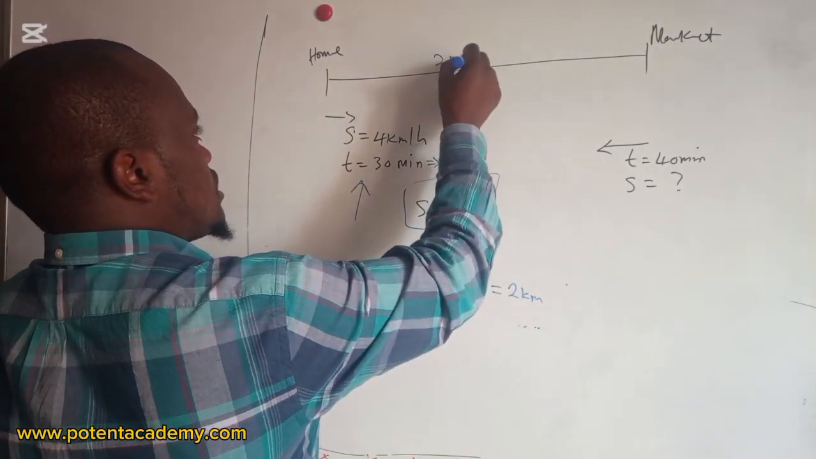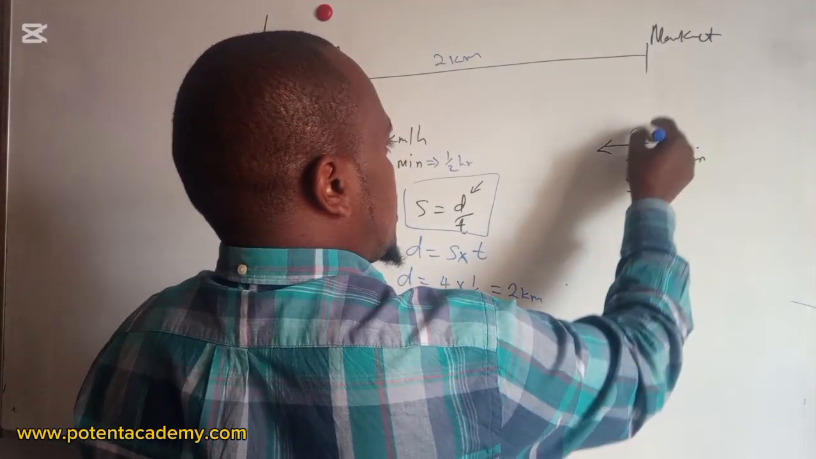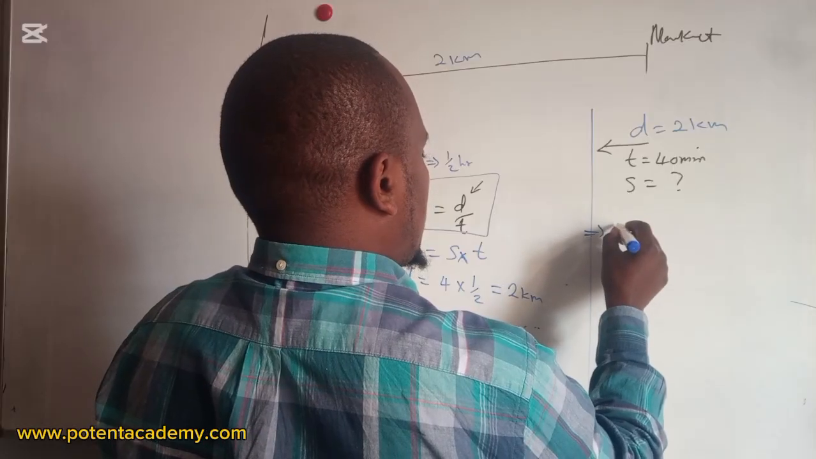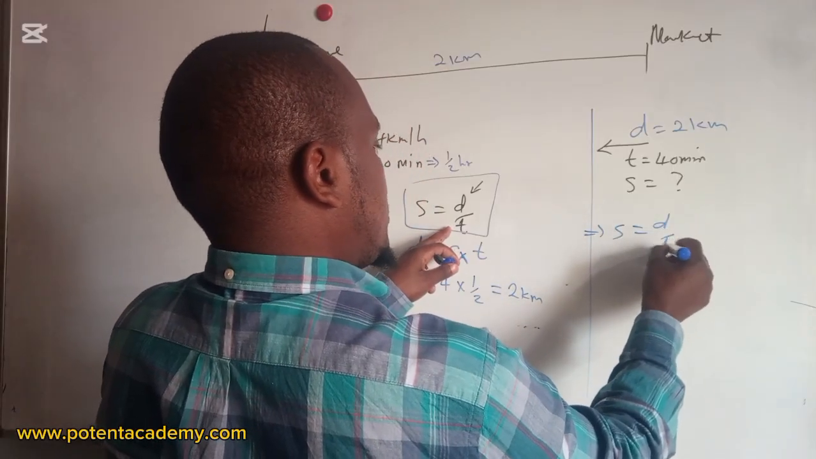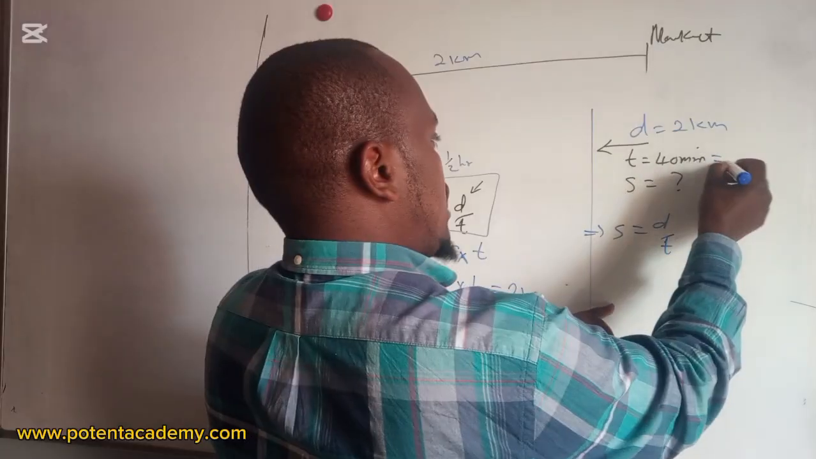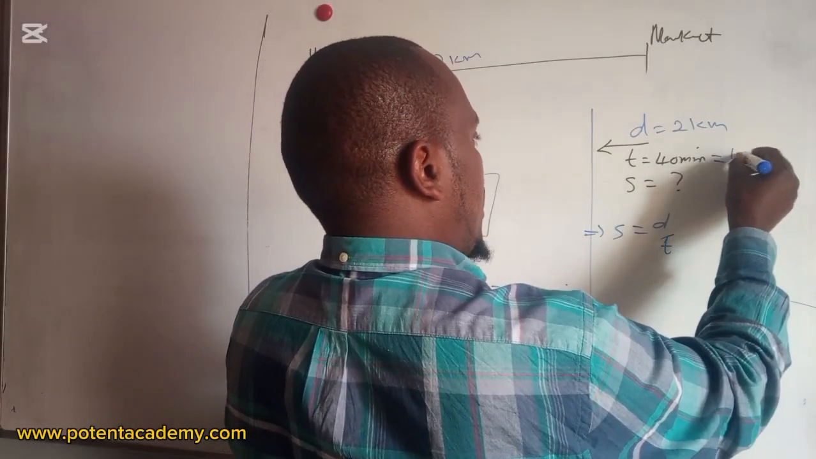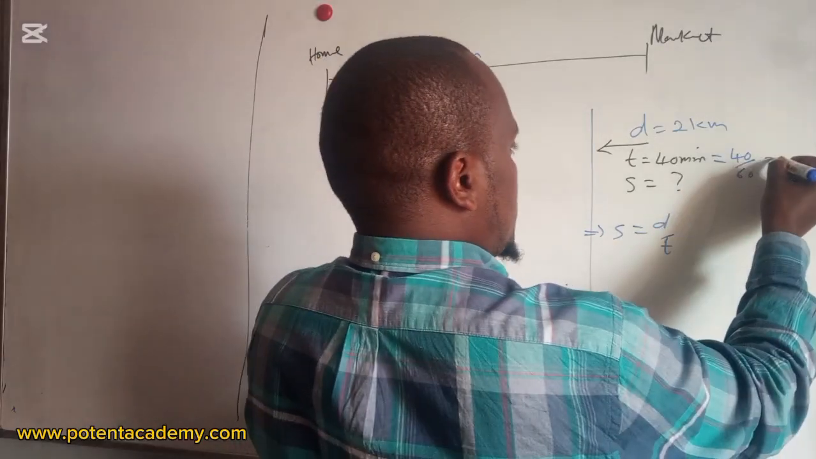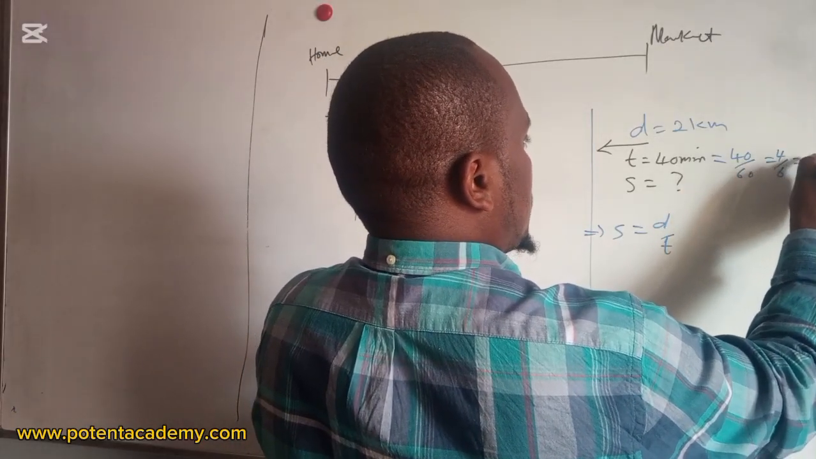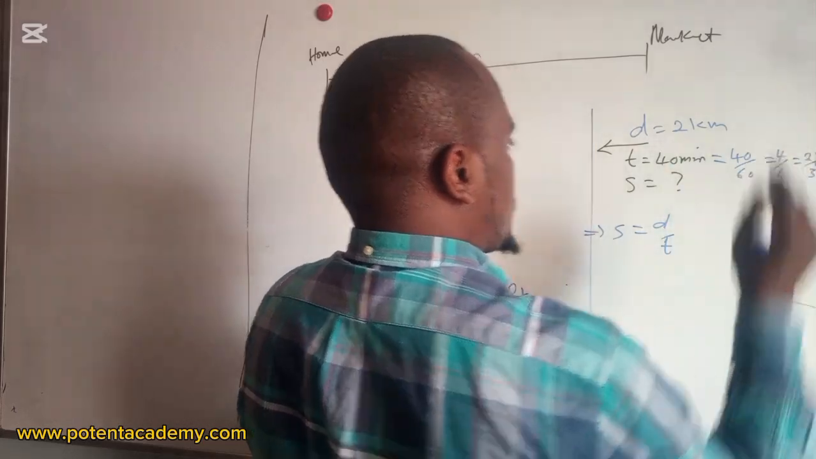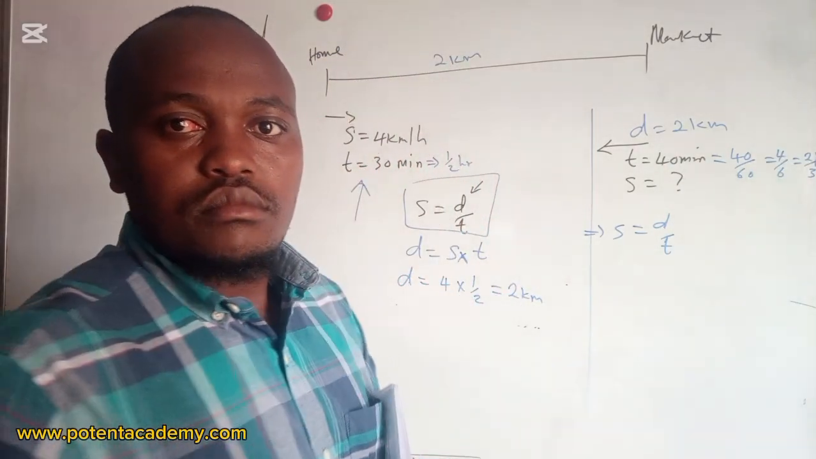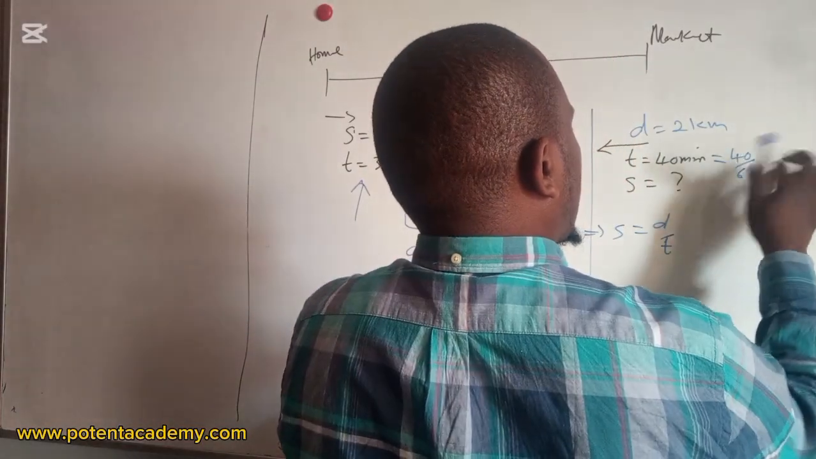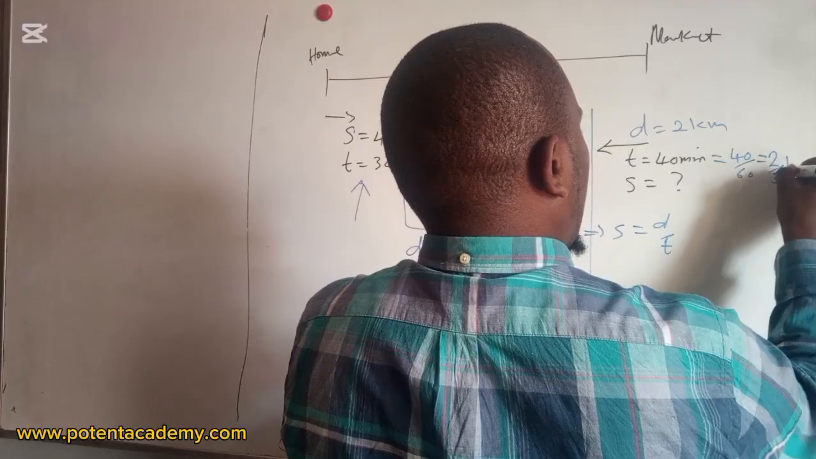So this is 2 kilometers. So you can come here and say distance is 2 kilometers. And you asked for the speed. We know speed is equal to distance over time. This time can be written in terms of hours. So 40 over 60, 40 minutes over 60 minutes, which is 4 over 6 or 2 over 3 hours. This is 2 over 3 hours.